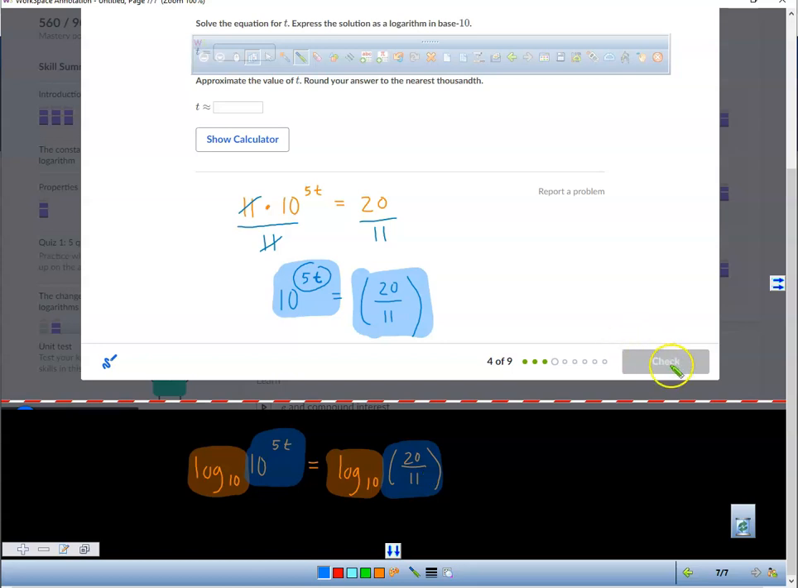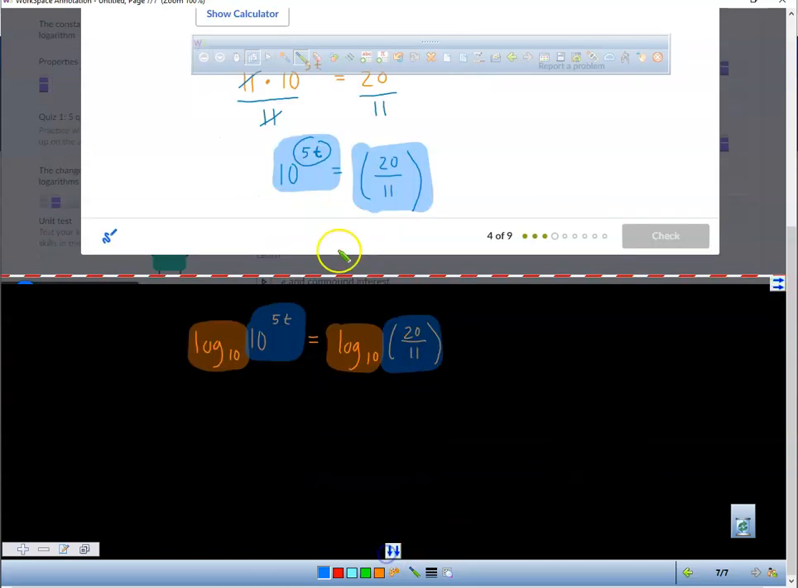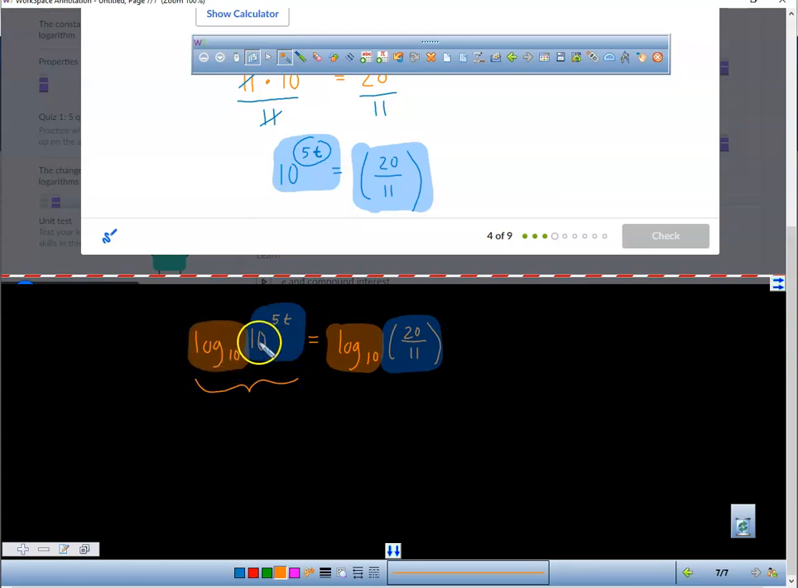11. Now, I want you guys to understand that what happens here when you apply log base 10 to 10 to a power, it just cancels out and all you're left with is 5t. So I'm going to show you how this works, okay?